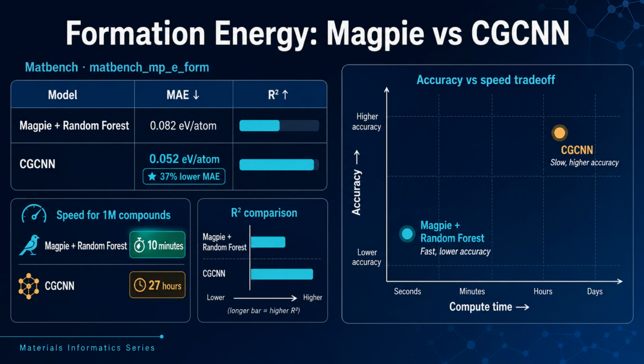For formation energy prediction, MAGPIE with XGBoost achieves good predictive performance. CGCNN with crystal structure achieves higher accuracy, roughly 1.5 times more precise. However, MAGPIE predicts 1 million compounds in minutes versus much longer for GNN. The speed advantage can be decisive for high-throughput screening.